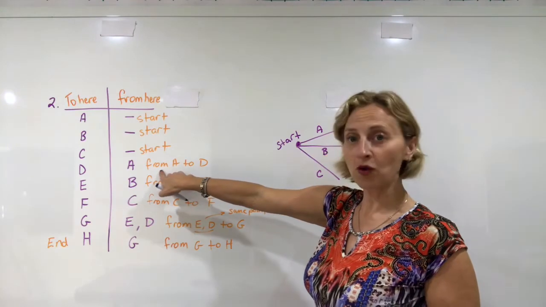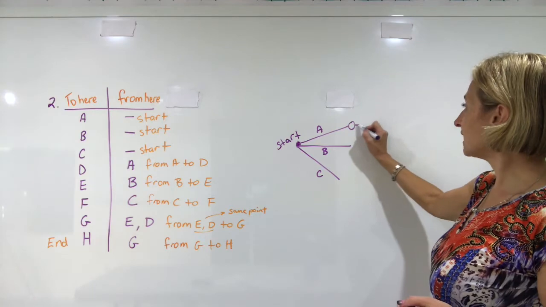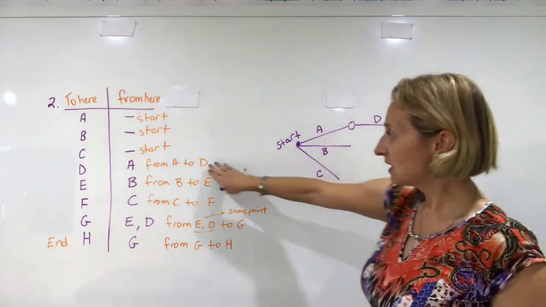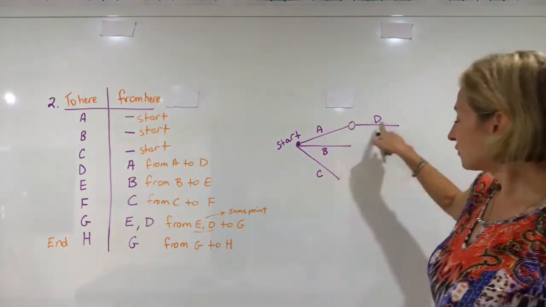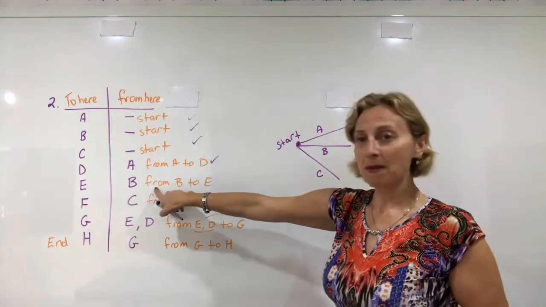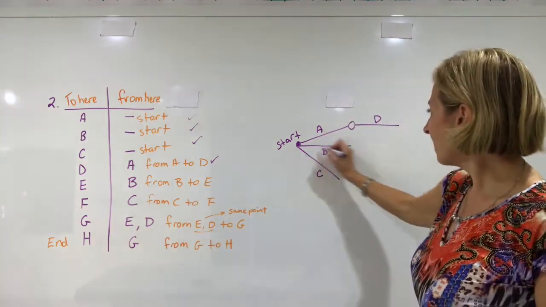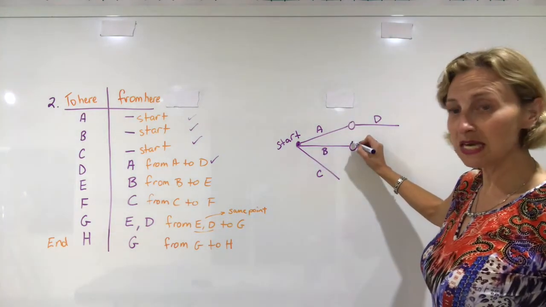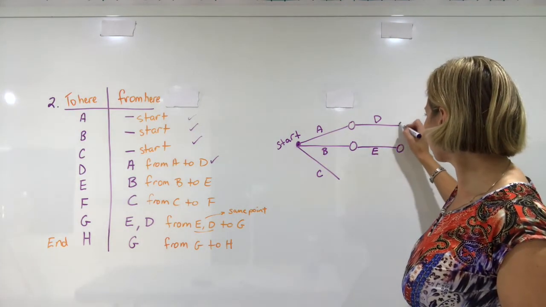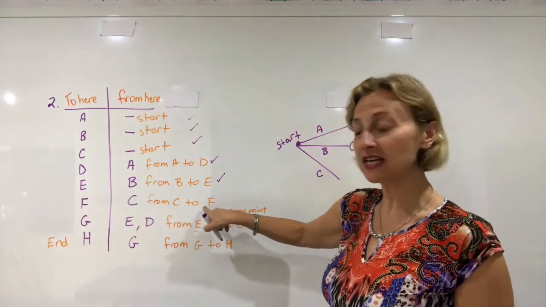Then I go from A to D. So from option A, I can get to activity D. I can't get there from any of the others. Now just so that I don't forget where I'm up to, I might just tick them off as I go. I'm up to this one, from activity B to activity E. From activity B, that's the end of activity B, I can get to activity E. Then from activity C, I can get to activity F.